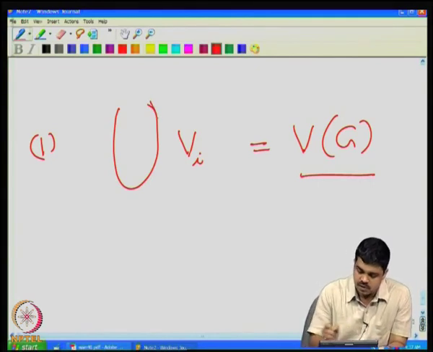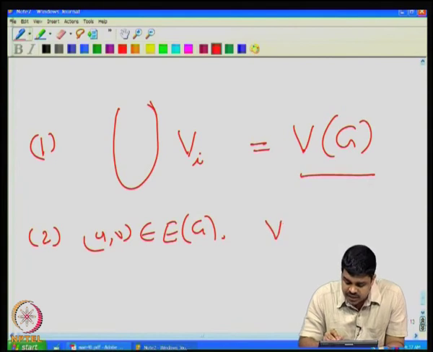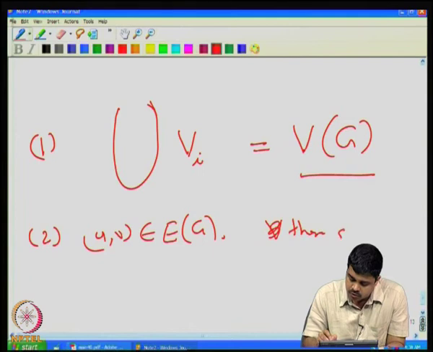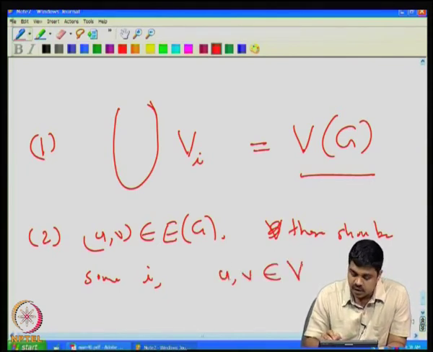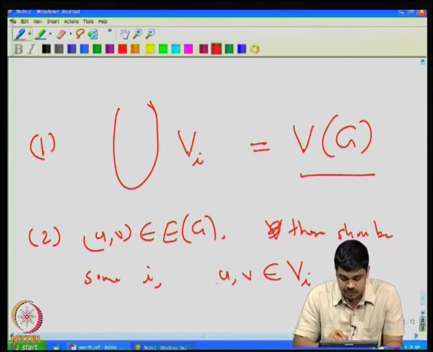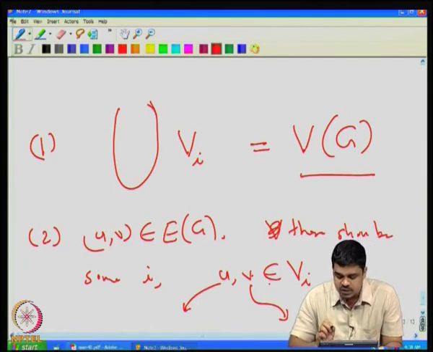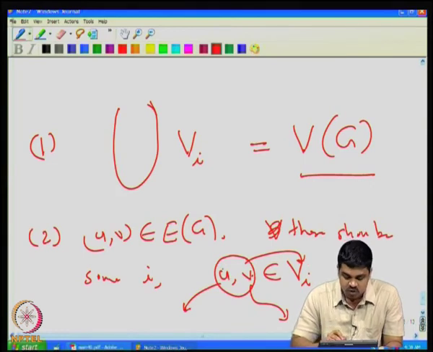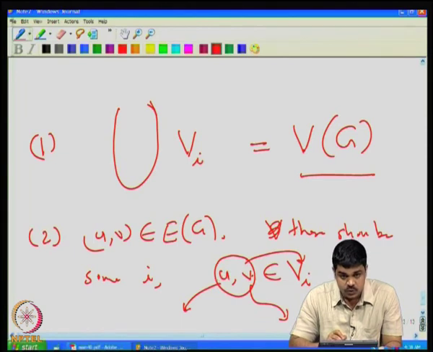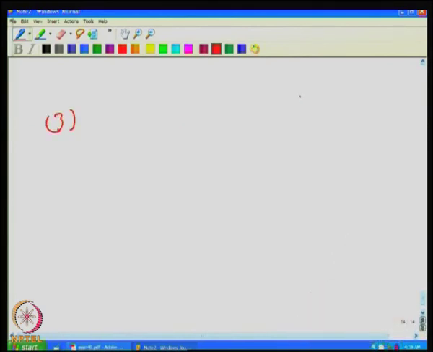So, that is why the union should be the total. Then, for every edge, suppose uv is an edge of G, there should be some i such that both u and v together are part of Vi. There can be some Vj in which u is part but v is not, and some Vk where v is part but u is not, but we are only asking that there should be at least one Vi in which both u and v are members. We are not requiring that a vertex go to exactly one set; it can go to several. But in at least one they should come together, that is what the second rule says.